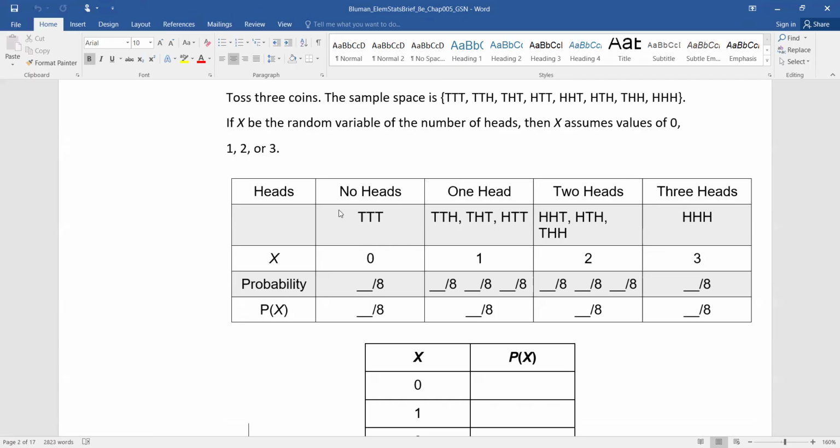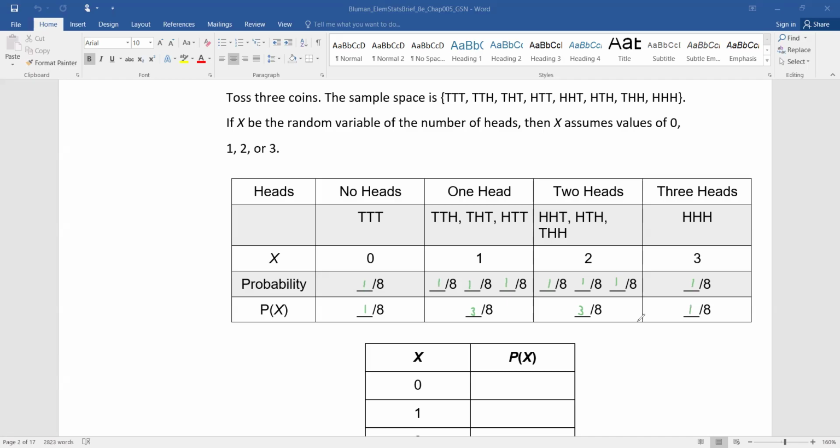Out of those options, to get tail, tail, tail, there was a 1/8 probability. To get tail, tail, head, or tail, head, tail, or head, tail, tail, each one had a 1/8 probability. To get head, head, tail, or head, tail, head, or tail, head, head, each one of those had a 1/8 probability. And to get all 3 as heads is a 1/8 probability. So to get 0 heads is a 1/8 probability. To get 1 head, we see that we have a 3/8 probability. To get 2 heads, we have a 3/8 probability. And to get all 3 as heads, we have a 1/8 probability.